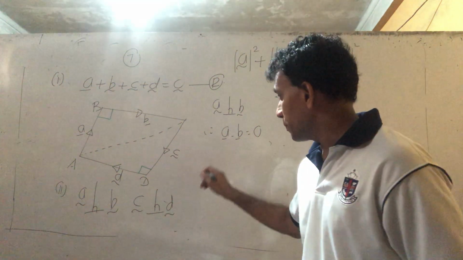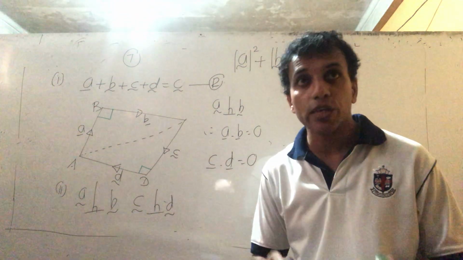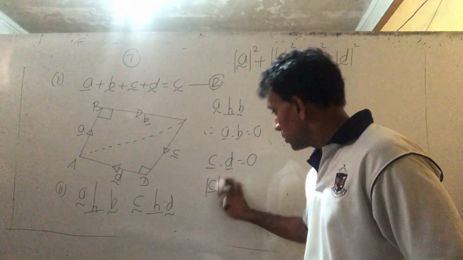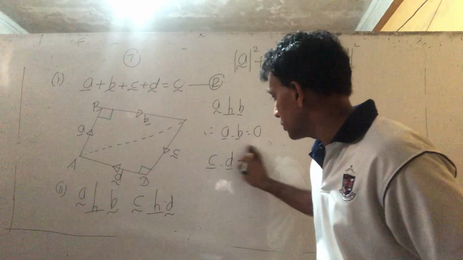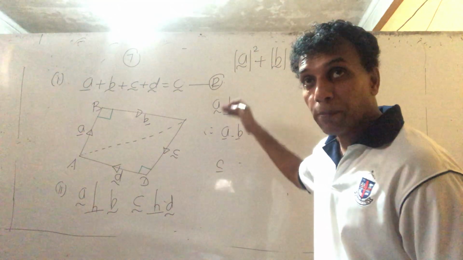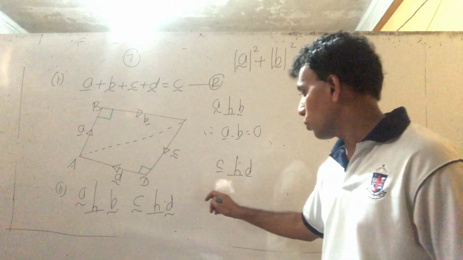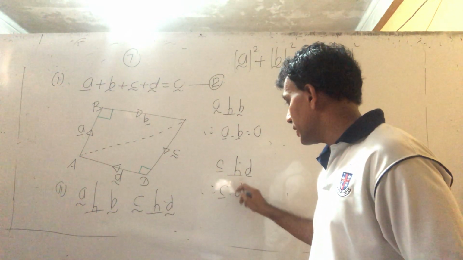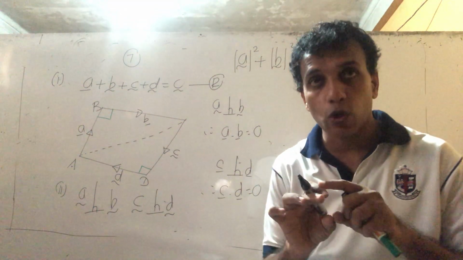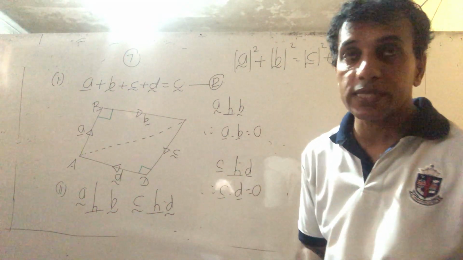Also write the next one. Vector C dot D equals 0. C and D are at 90 degrees, therefore C dot D is 0. In the future, when showing this method, you have to implement these ideas.